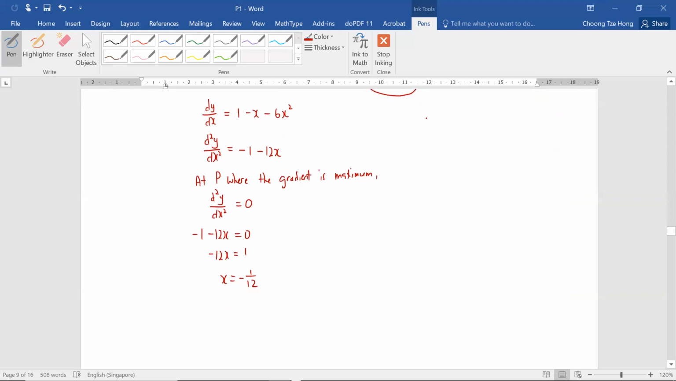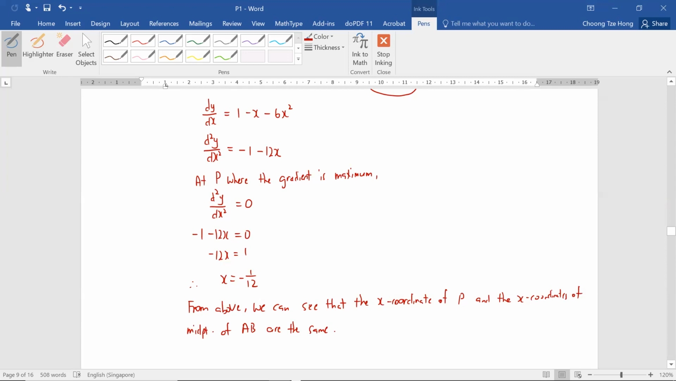All right. Okay, so from above, we can see that the x coordinate of P and the x coordinate of the midpoint of AB are the same.